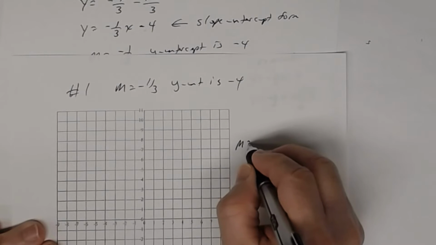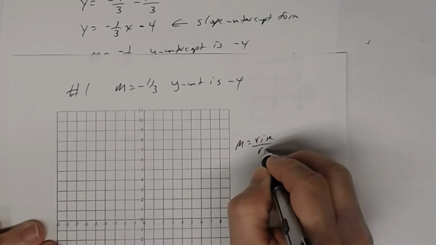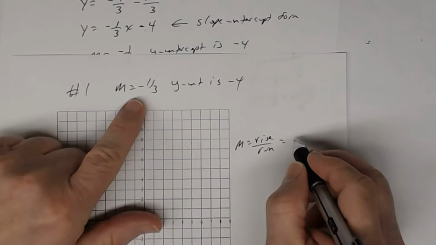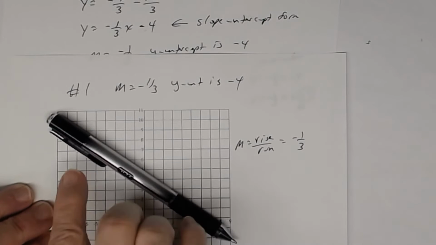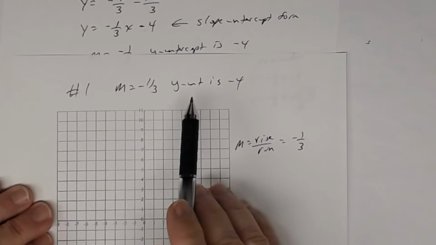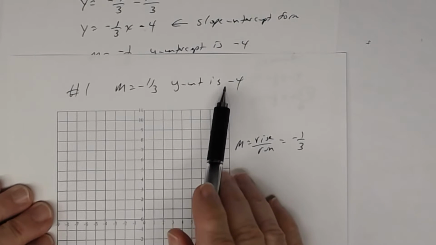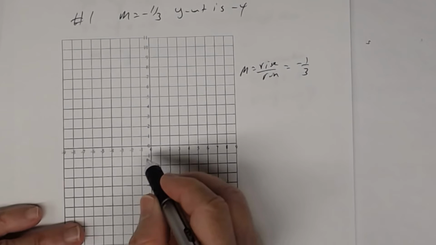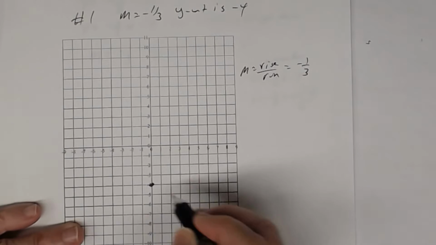So remember, slope is rise over run. So my slope is negative 1/3, right? Now remember, since the slope is negative, the line's going to fall, so keep that in mind. All right, so to graph a line, I need 2 points. I know one of the points is this y-intercept, so negative 4. So I'm going to plot a point at negative 4.